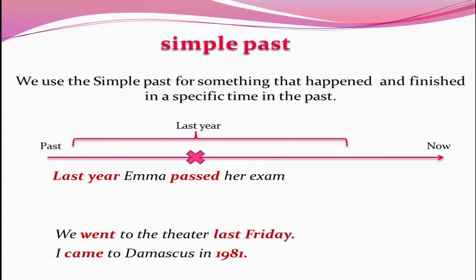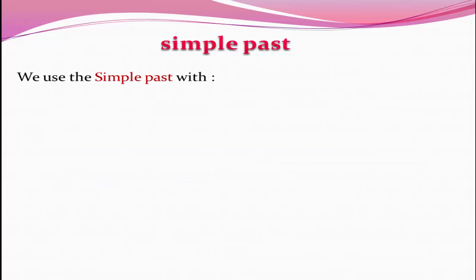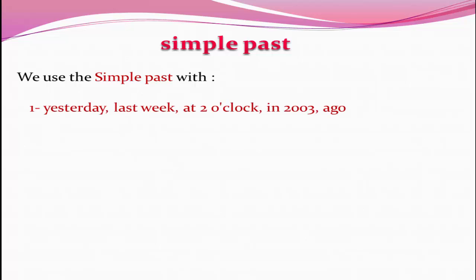Now, we use the simple past as well with some words like yesterday, last week, at 2 o'clock, in 2003, and words like ago. For example, I went to the cinema yesterday. We visited Syria in 2007.